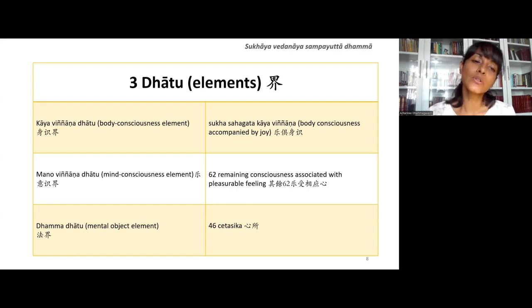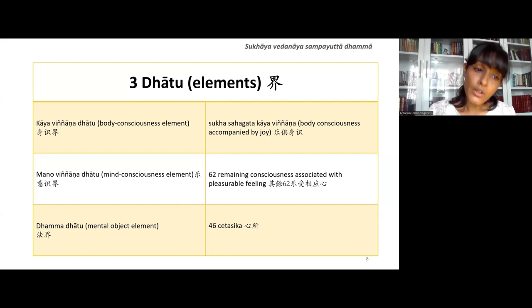Those 4 dhātu contain chitta which are associated with equanimity. They are upekkha sahagata chitta. Therefore, we don't get those 4 as well. So the first dhātu that we get when we look at the dhātu in order is the kaya vijnana dhātu. And we get the sukha sahagata kaya vijnana chitta, body consciousness accompanied by joy, classified under this dhātu.